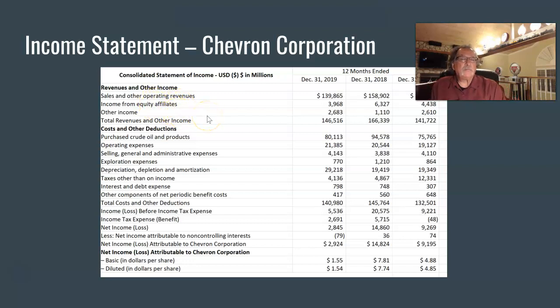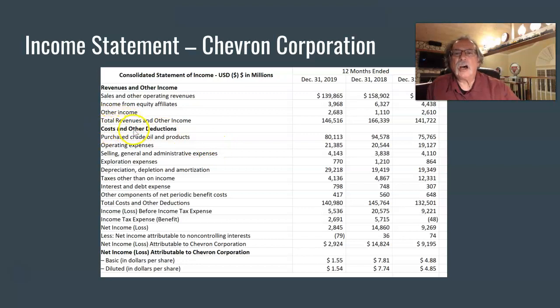That means they may have partial ownership in another company, and so let's say the other company made $100 and Chevron owned 10% of them, then $10 would be included in this number right here under income from equity affiliates. Other income. What could be other income? Well, if they have excess cash, they may stick it in a bank account and it may have interest included in it.